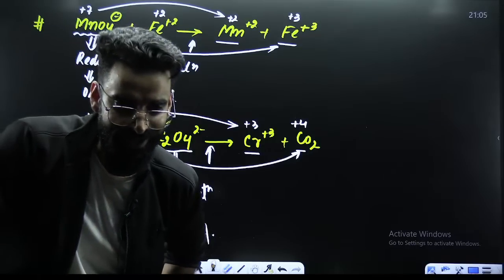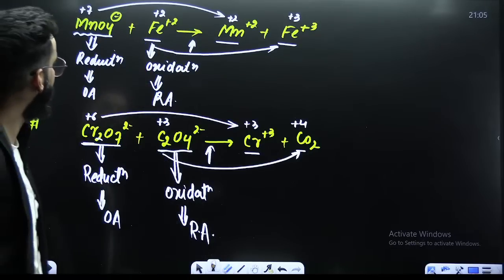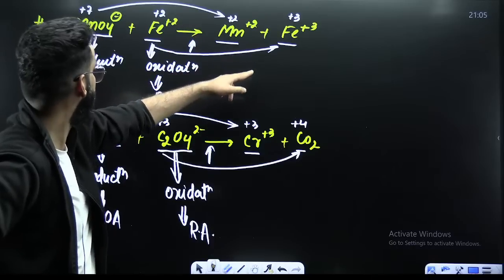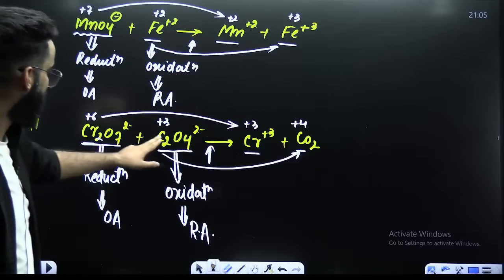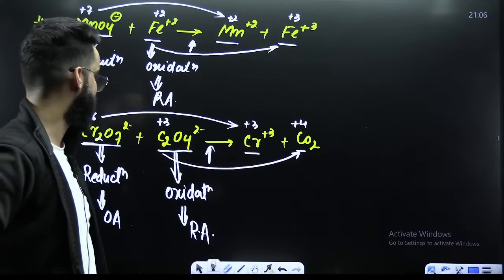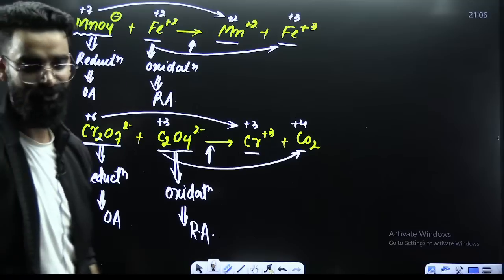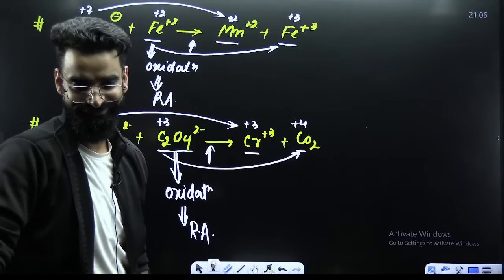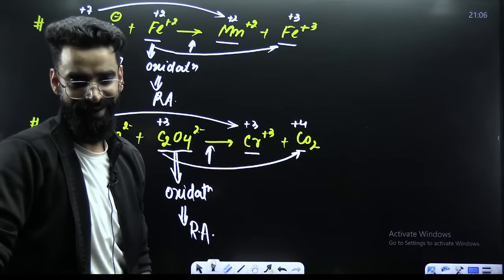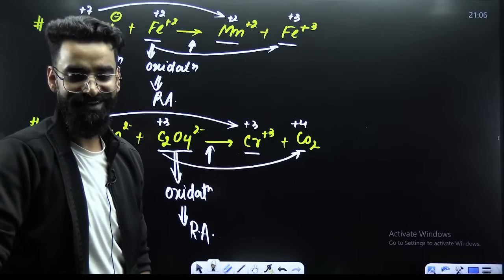Sir, reaction galat likhi hai. Where is the reaction wrong? MnO4- plus Fe2+ gives Mn2+ plus Fe3+. This is right. Cr2O7 2- plus oxalate gives Cr3+ plus carbon dioxide. No, this is right. Okay, both the reactions are right.